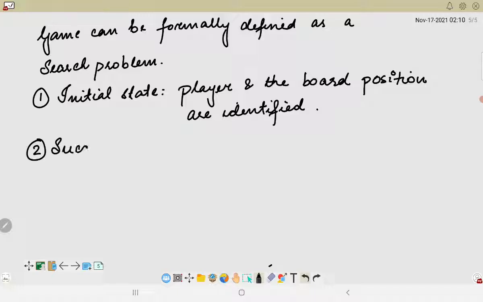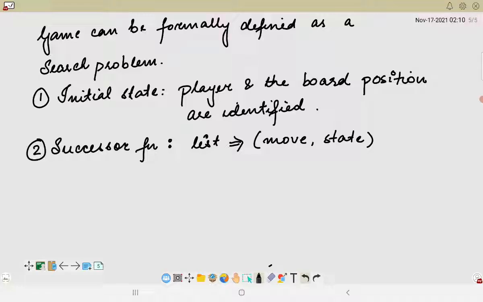Then we will have the successor function. As we already know, the successor function returns a list, which will have move and state as the list members. This is basically a pair which indicates a legal move and the resulting state. So state here pertains to the resulting state.